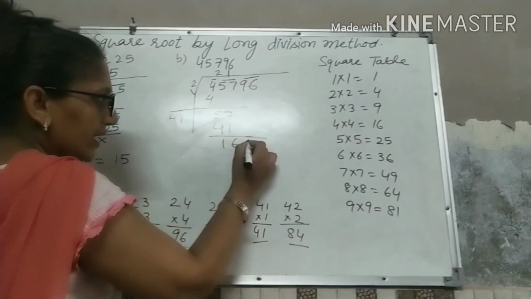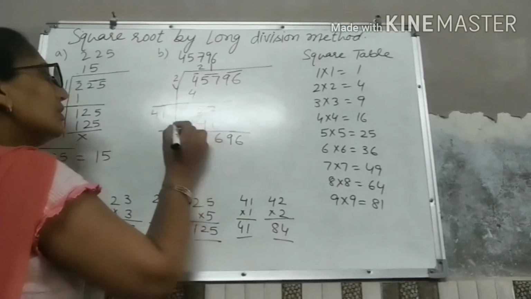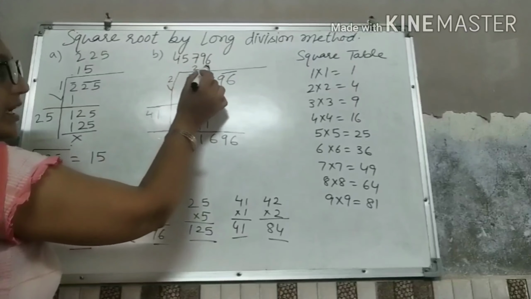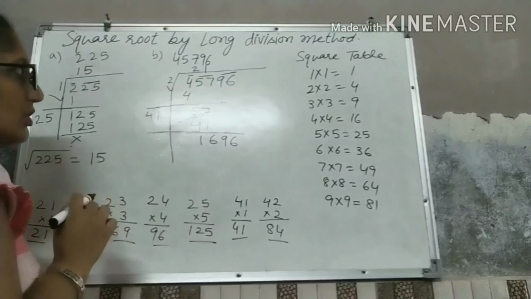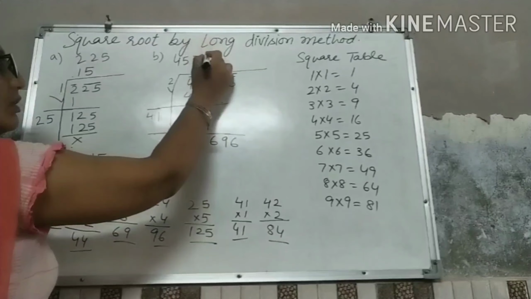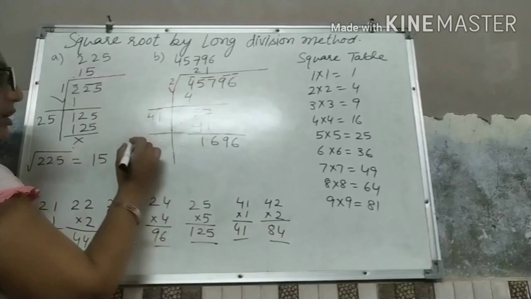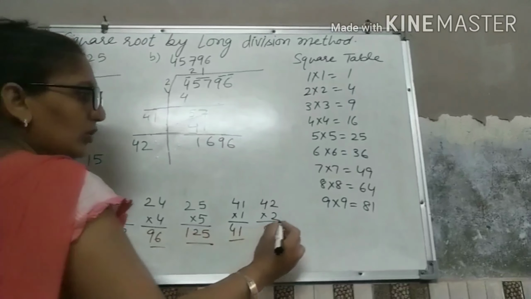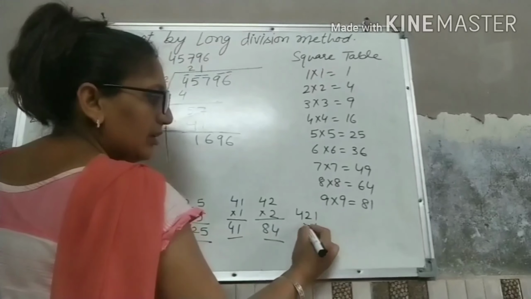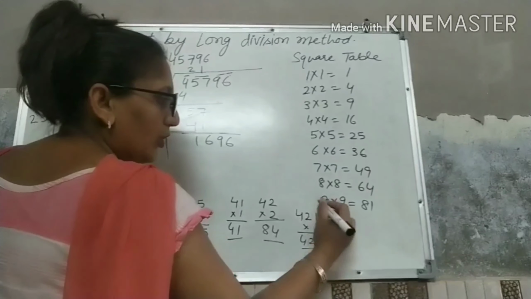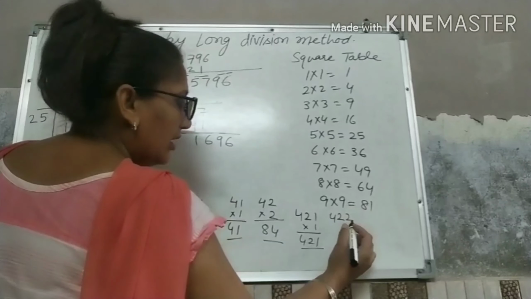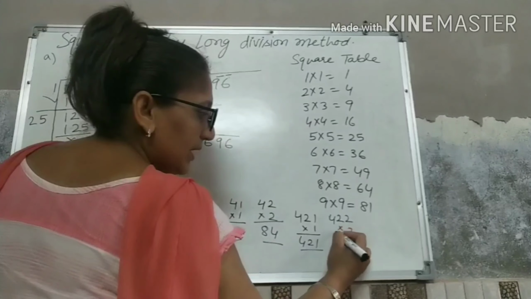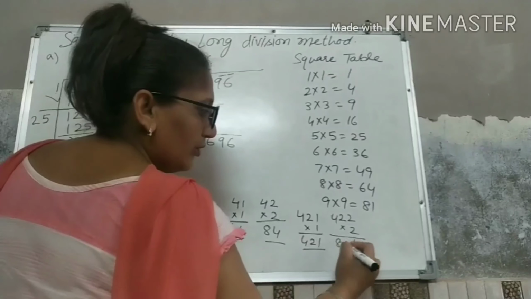Now I take another pair. Now we will make another divisor. Again we will multiply it with 21. So 21 2s are 42. Now we will take digit after the 42. So 421. 42 and 2, we have taken unit digit 2. So now we will multiply it, 4 4 8 4.